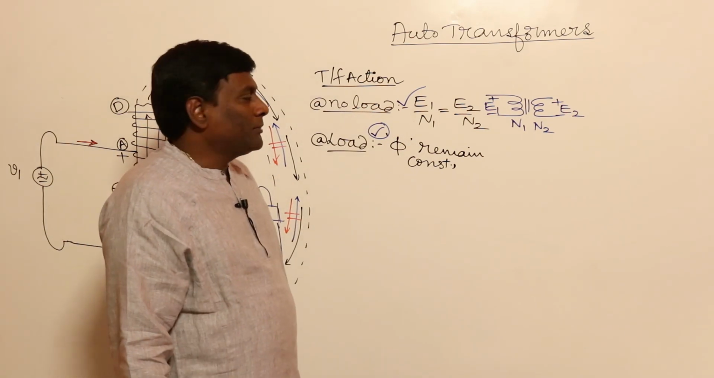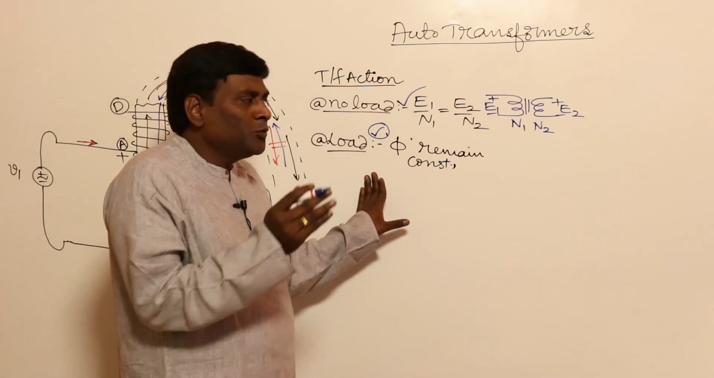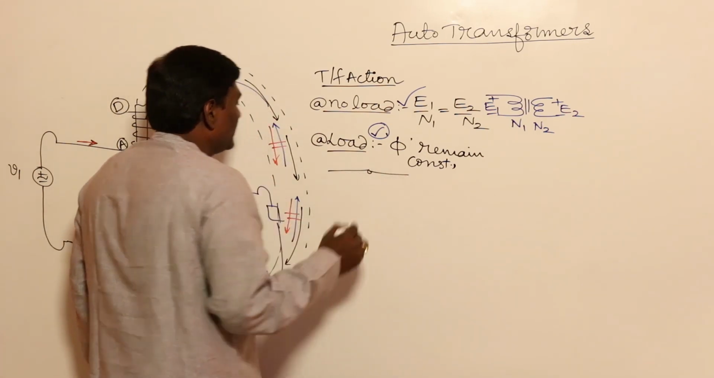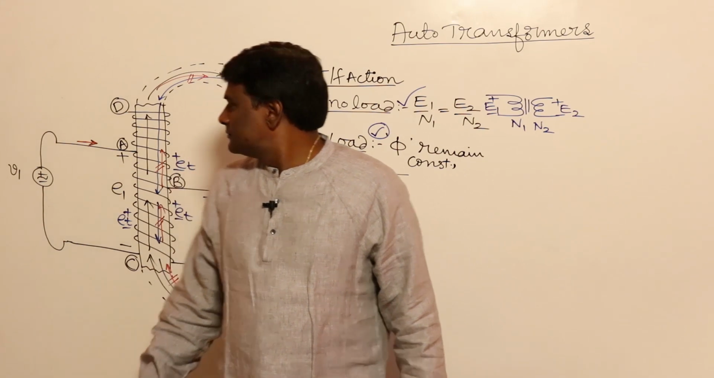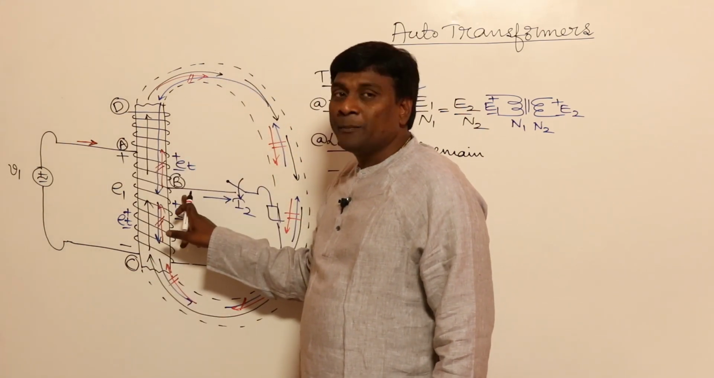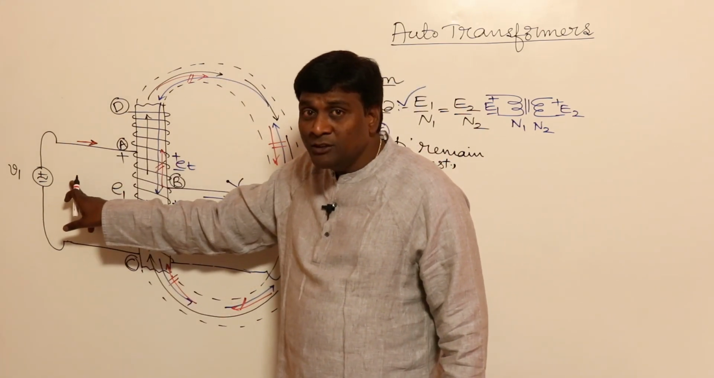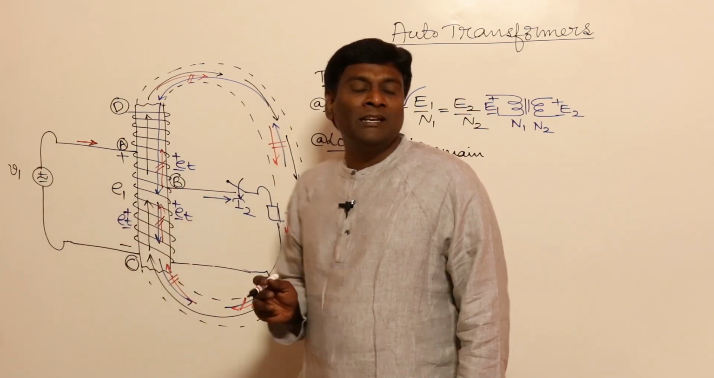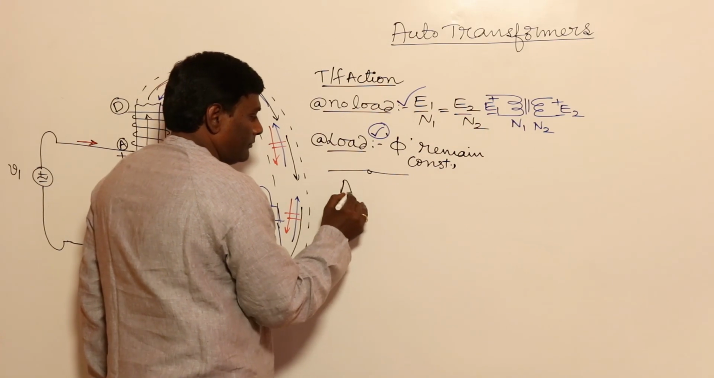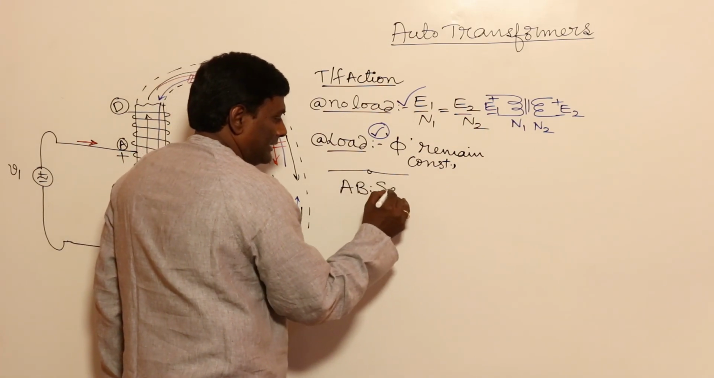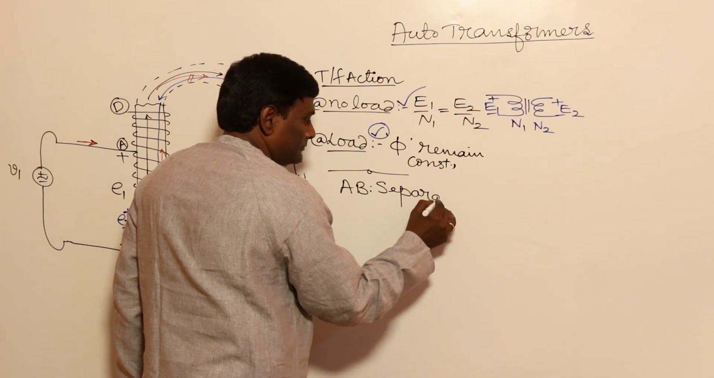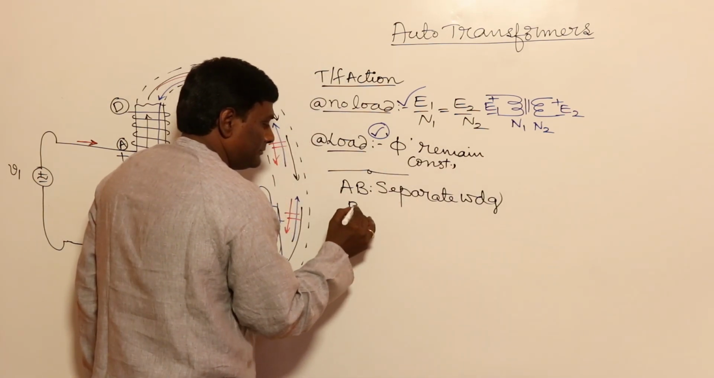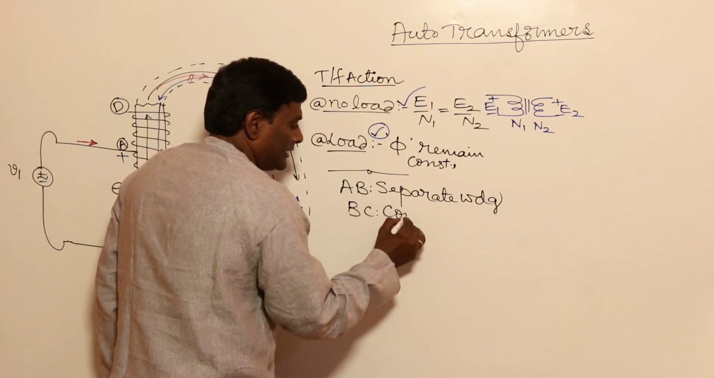Okay, transformer action is taking place. Because of these two transformer actions, we are going to consider the next thing. See in this, AB is a separate winding which is separately associated with primary, and BC is a combined winding between primary and secondary. So AB is the separate winding and BC is going to be the combined winding.